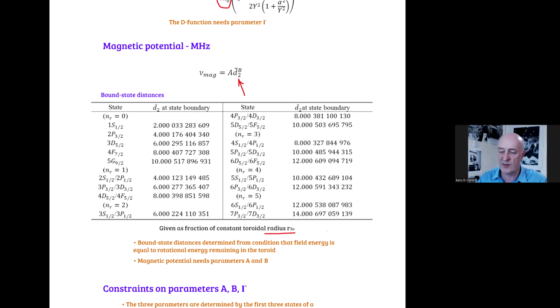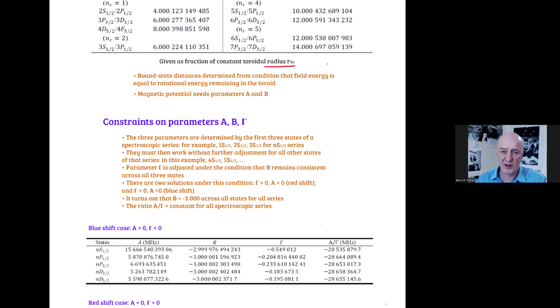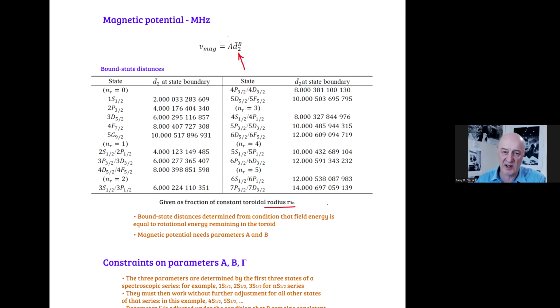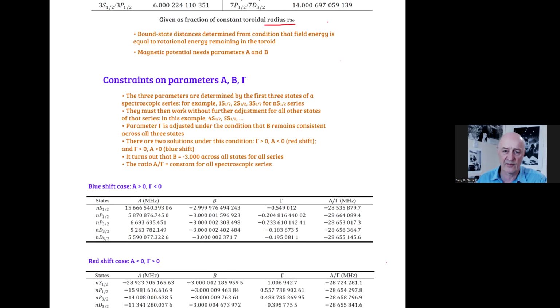What does vary is the bound state distance. The toroidal radius stays the same. And so these values appear to be varying as 2n. Also, as well as the bound state distance, we've got two parameters, A and B. B is in the power and A is a multiplier. So let's take a look at those parameters in more detail.